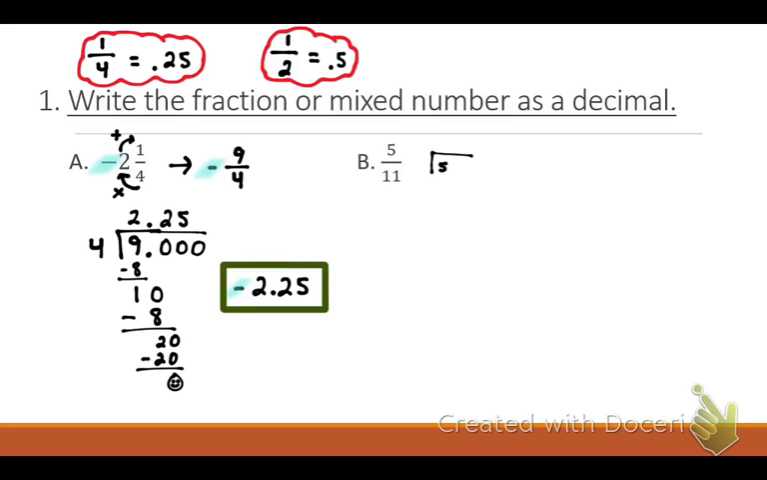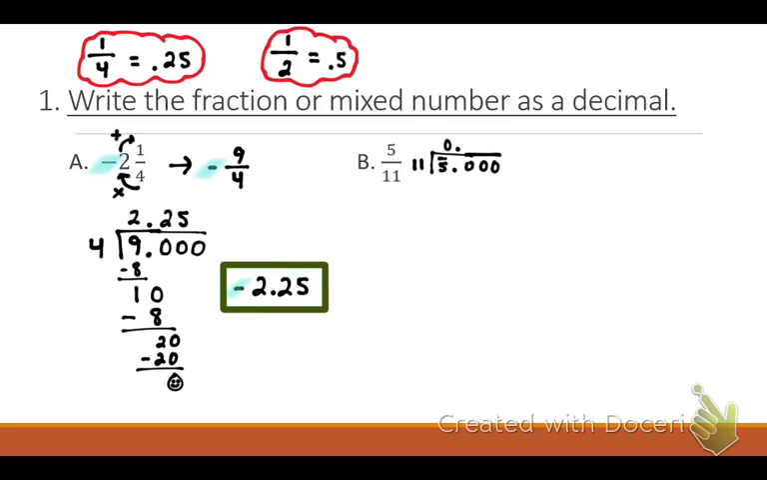5 divided by 11. I'm going to put a decimal point, and in our class, how many zeros will we put? 3. 1, 2, 3. Now, you might want to write kind of tiny, okay? Let's bring that decimal up to the top. And 11. Can an 11 go into a 5? No. You could put a 0 here if you want, but you don't have to.